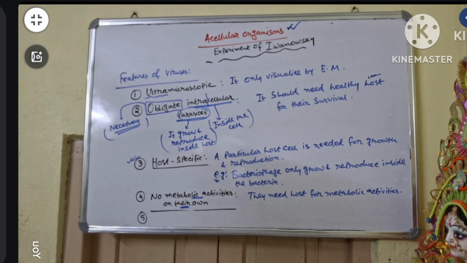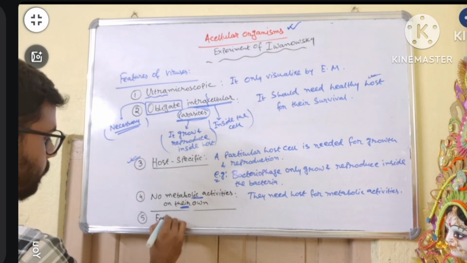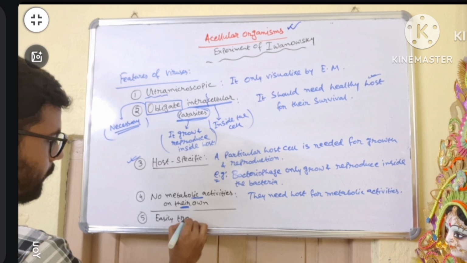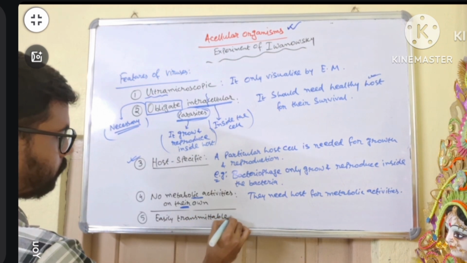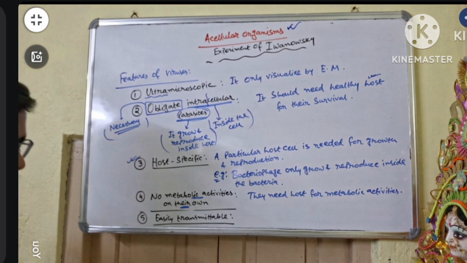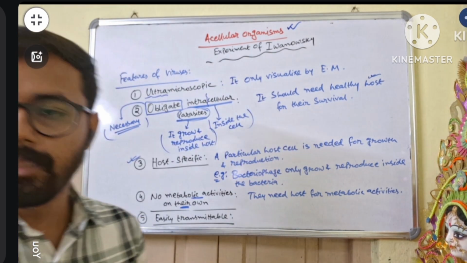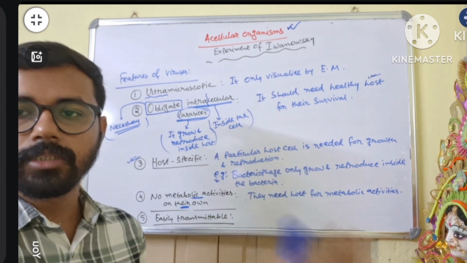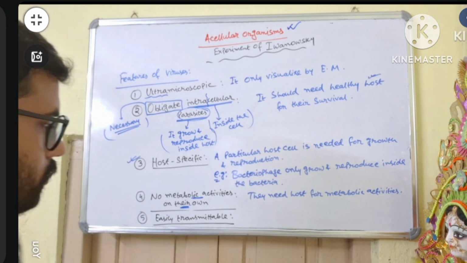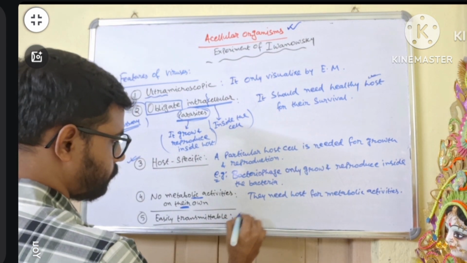Feature number five, easily transmittable. Easily transmittable means it can spread easily from one person to another person, from one host to another host. So they have a rapidly transmittable process.